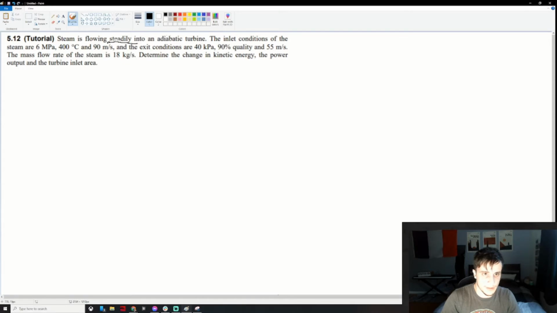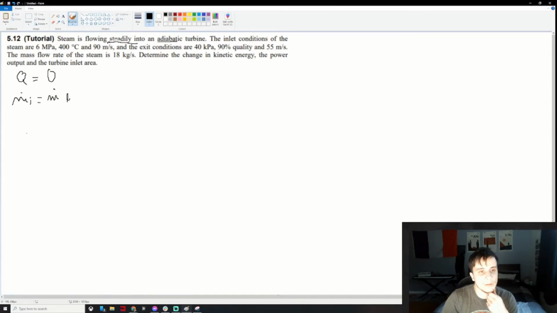Steadily and adiabatic. Adiabatic, just a quick reminder, is Q, or heat transfer, equal to 0, and steady means that your mass flow rate at the inlet is equal to the mass flow rate at the exit. Inlet conditions in this system are 6 megapascals, 400 Celsius, and 90 meters per second, and the exit is 40 kilopascal, 90% quality, and 55 meters per second. The mass flow rate of the steam is 18 kilograms per second, throughout the whole system. Determine the change in kinetic energy, the power output, and the turbine inlet area.